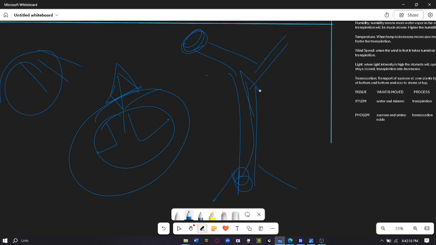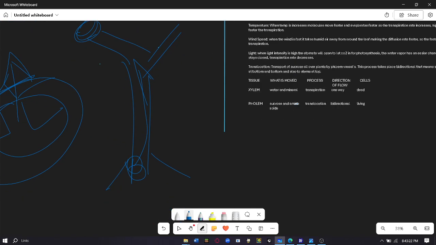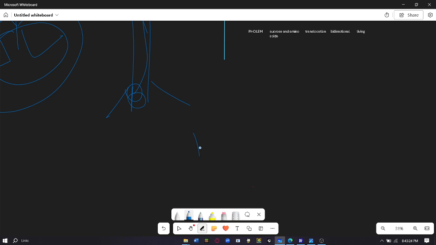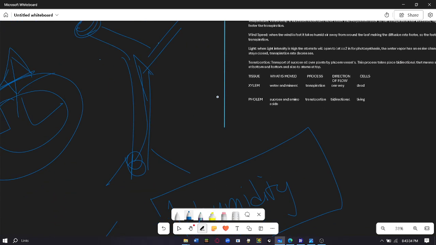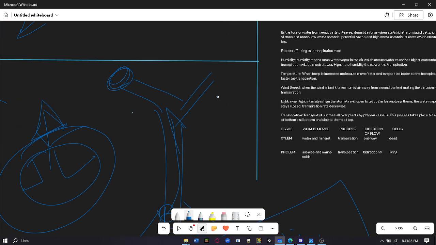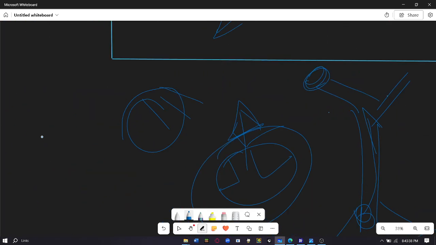We know the water goes from the roots, from high potential to low potential, to the leaves. That's pretty much it. And this is determined by a few factors, which is humidity: the more humid it is, the slower the rate of transpiration. Then we have temperature. The higher the temperature, the faster transpiration will go.